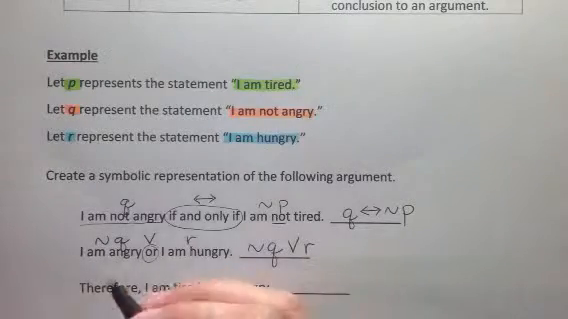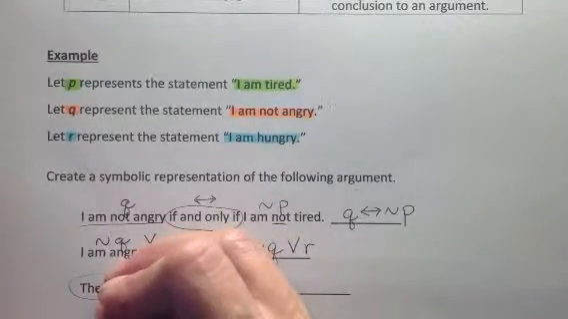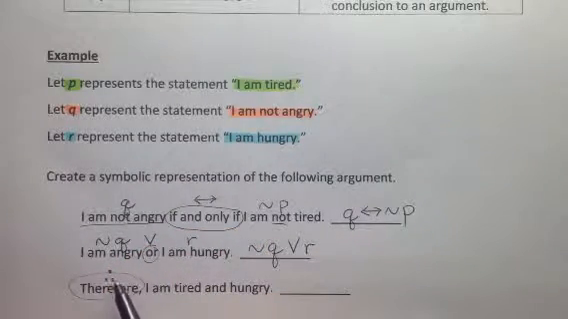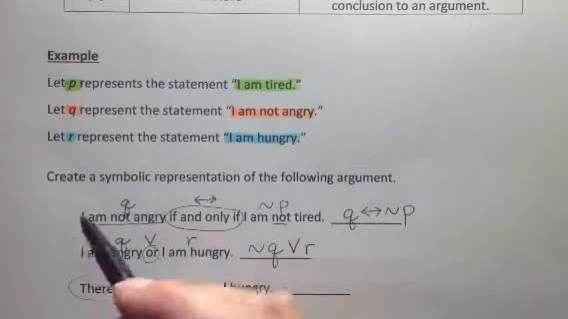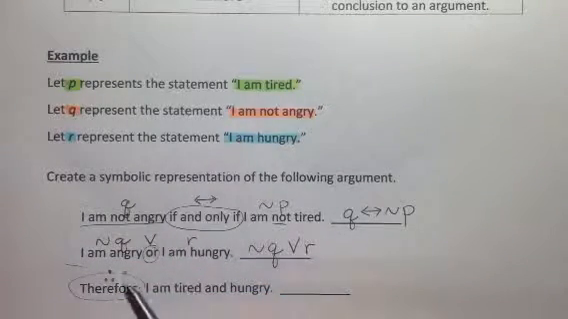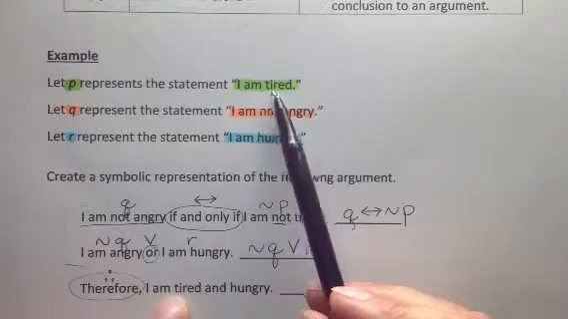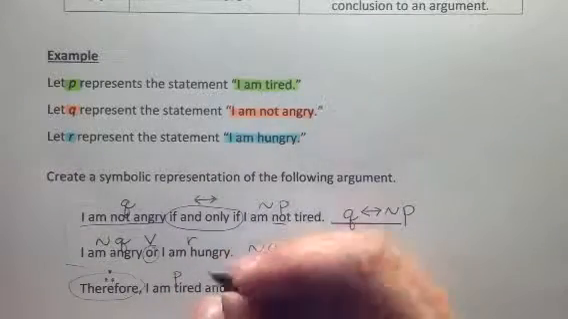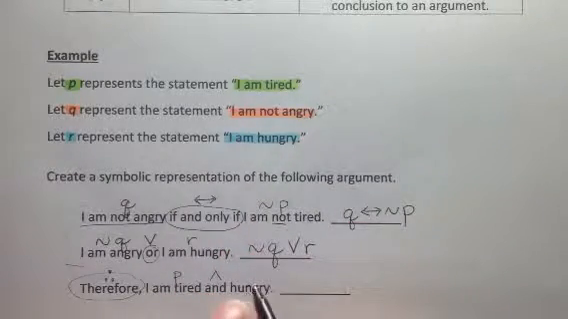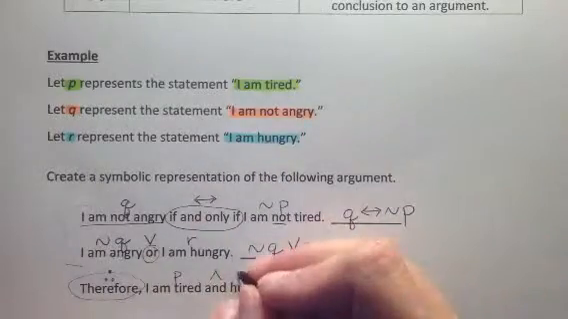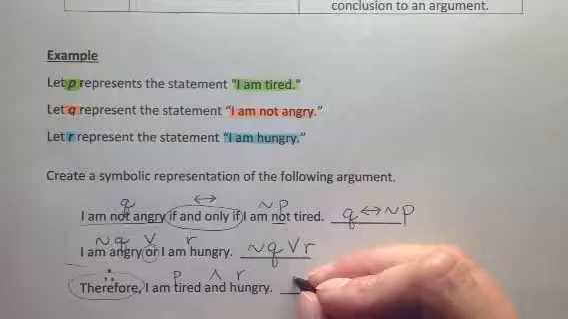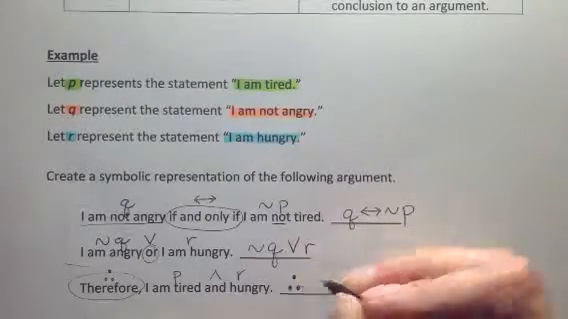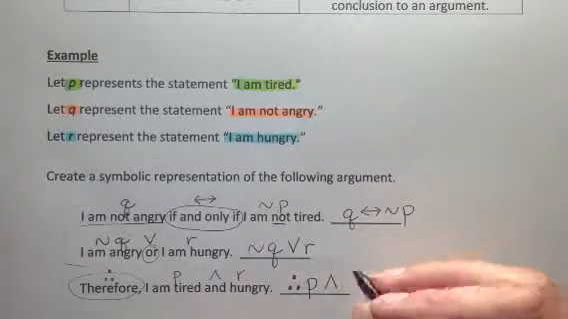Okay, and the last one. Therefore, remember that has a symbol, the three dots. That's your conclusion. Therefore, and when I say conclusion, that's kind of different than the hypothesis and conclusion. Therefore is going to be the conclusion of an entire logical argument, like this here. So therefore, I am tired. I am tired is my P, and that's the caret. I am hungry is R. Okay, so I'm going to write this one like this. Therefore, P and R.